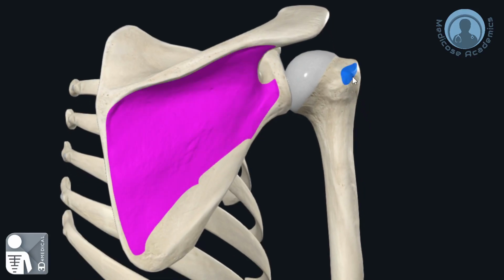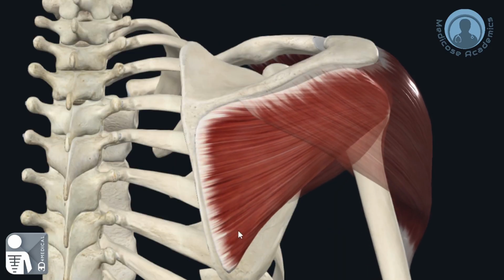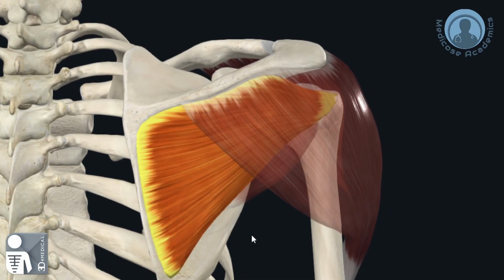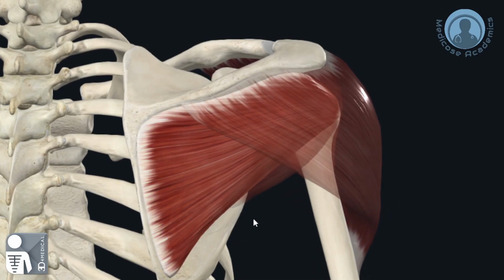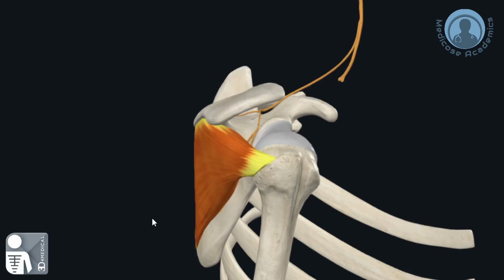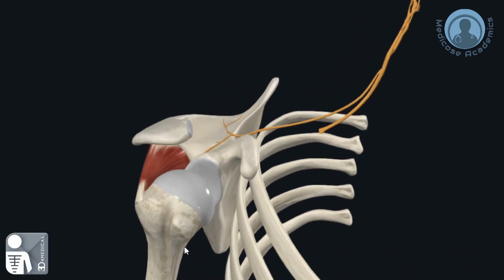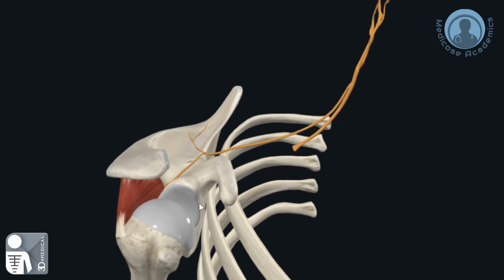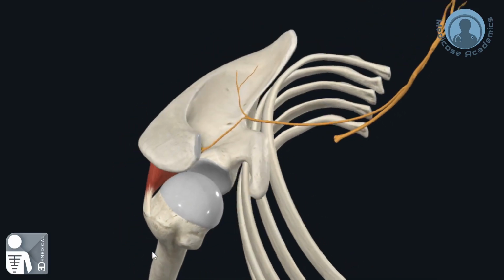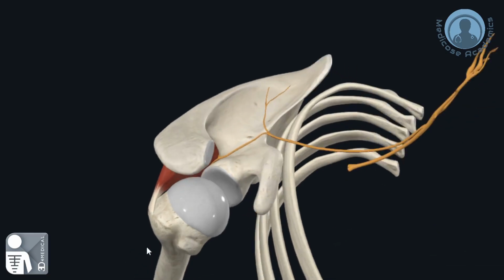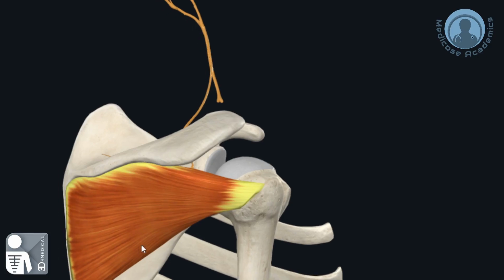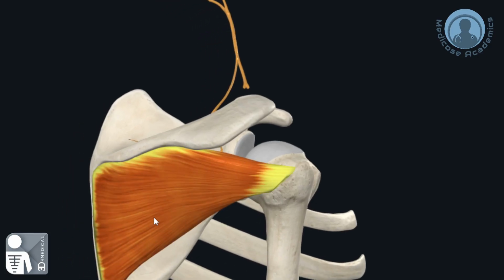Here are the origin and insertions of this muscle. The function of the muscle is as the lateral rotator of the humerus at the shoulder joint, and the nerve supply is the suprascapular nerve, which comes through the suprascapular notch, passes through the spinoglenoid notch, and goes to the infraspinous fossa to supply this muscle.